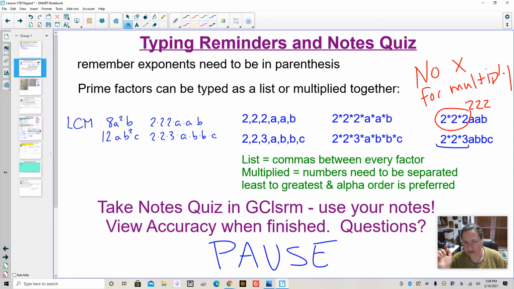The letters can be adjacent to each other. So please look at what this says, okay? List, commas between every one, multiplied, numbers must be separated. And then we like them when they're least to greatest in alpha order. I won't mark you off for that, but that is helpful.